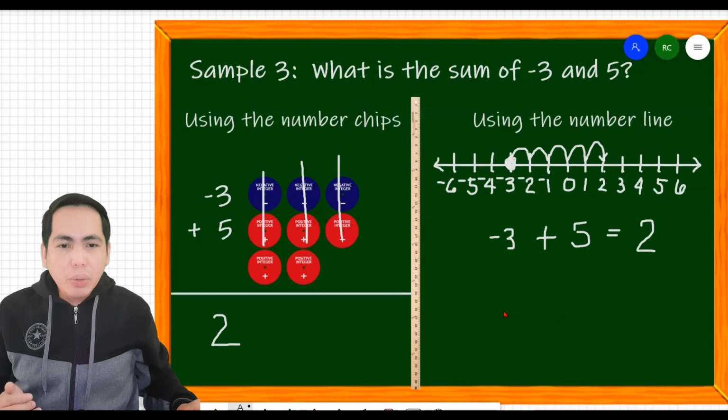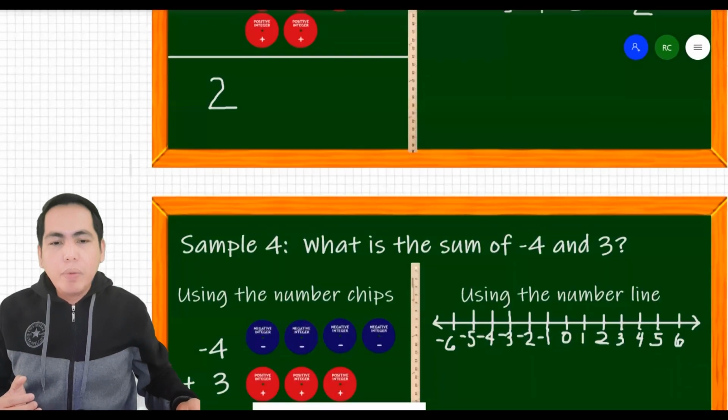As according to the rule, when we have two integers of different signs, we are going to subtract them and we have to take the sign of the larger number. So 5 minus 3 will give us 2. So since the bigger number is 5 and the sign of the bigger number is positive, therefore our sum is a positive. So let us have our fourth example.